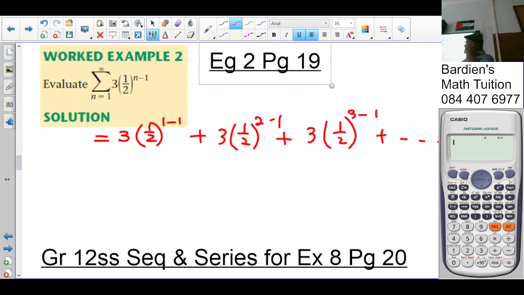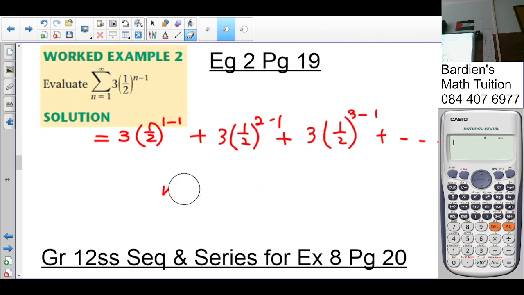Would I calculate how many terms there are? No, why? Because we know it's going to infinity. We can check. The ending point minus the starting point plus 1, which is infinity. Yeah? Even if you start at 0, it will still be infinite. Or at minus 1, still be infinite. You guys understand?